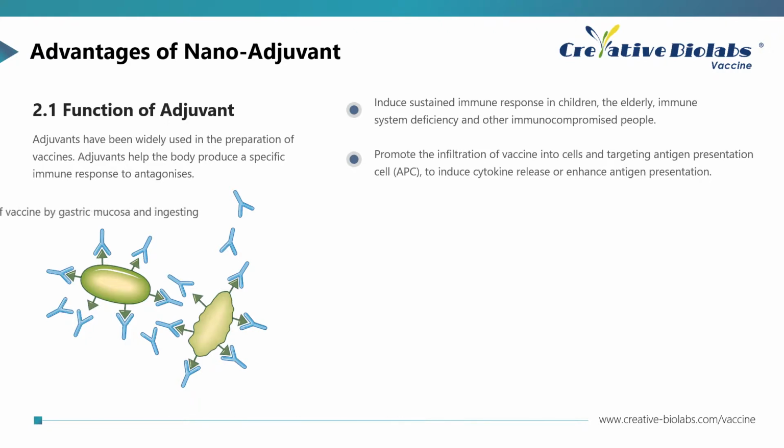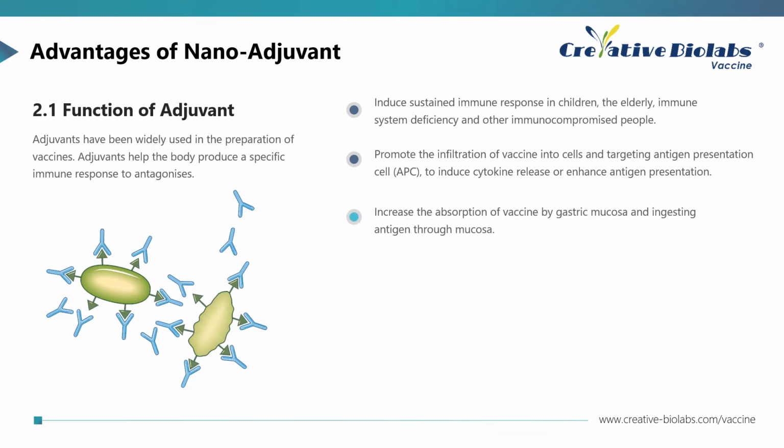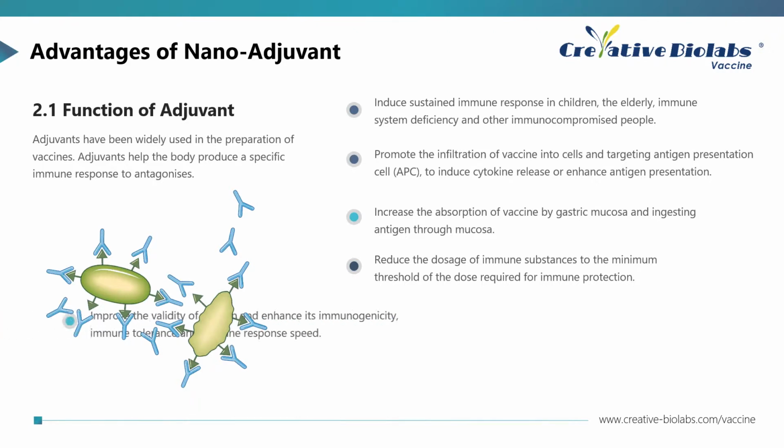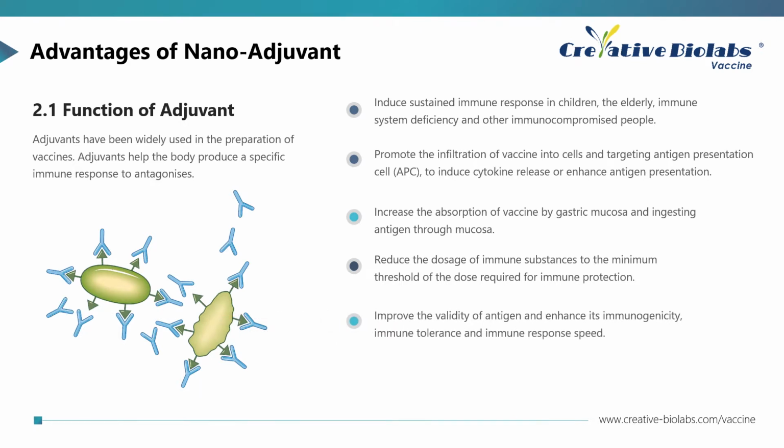presentation. 3. Increase the absorption of vaccine by gastric mucosa, and ingesting antigen through mucosa. 4. Reduce the dosage of immune substances, to the minimum threshold of the dose required for immune protection. 5. Improve the validity of antigen and enhance its immunogenicity, immune tolerance, and immune response speed.